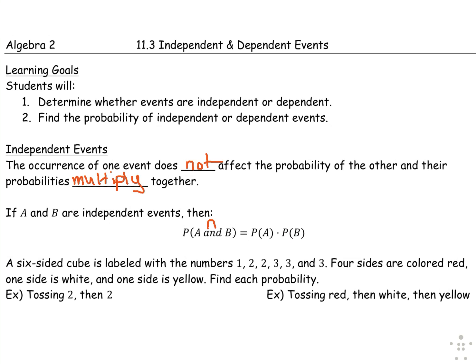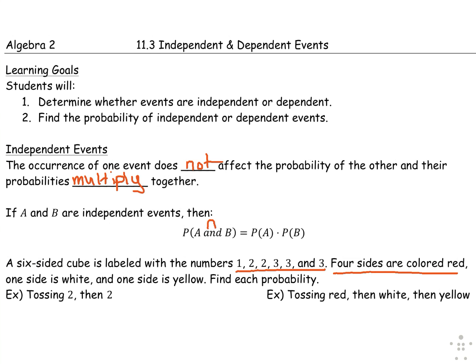Looking at the example, we have a six-sided cube. Now this is not a standard one because the sides are numbered in the following fashion. And then they have sides that are colored. 4 sides are colored red, 1 side is white, and 1 side is yellow. Find each probability. So you have to be careful and read the problem to see if it's going to be a standard six-sided cube or not.